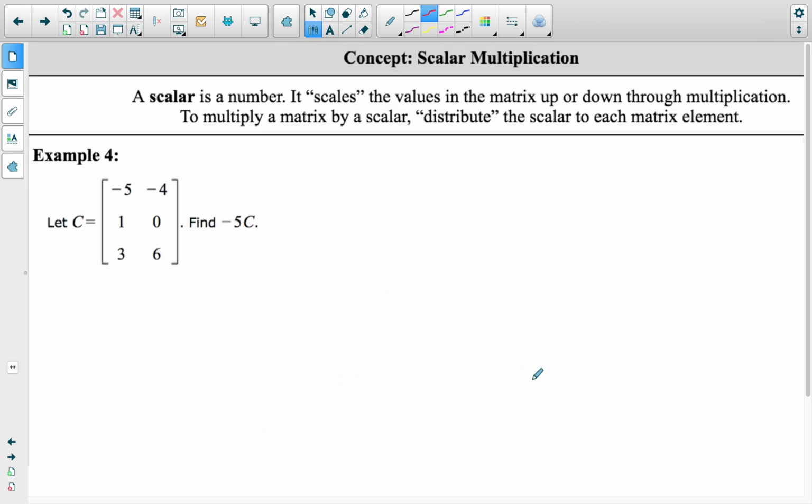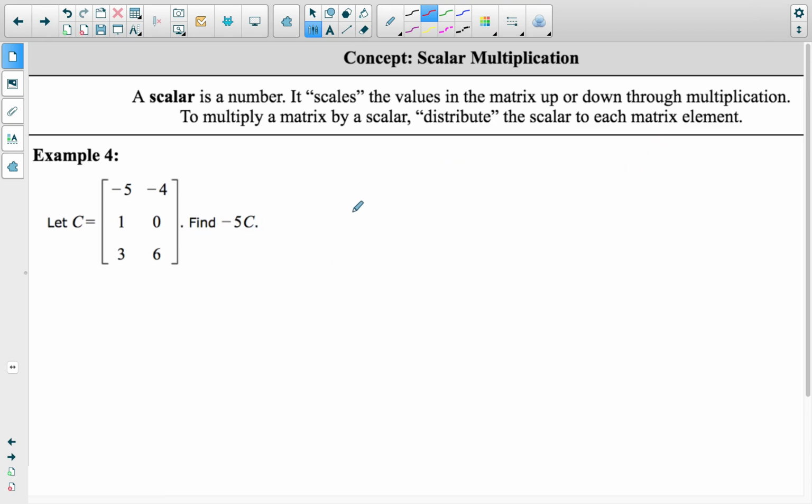We can also do something called scalar multiplication, which is kind of like distributing. A scalar is a number. It scales the values in the matrix up or down through multiplication. To multiply a matrix by a scalar, distribute the scalar to each matrix element.